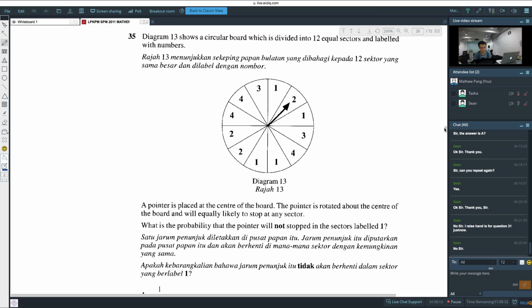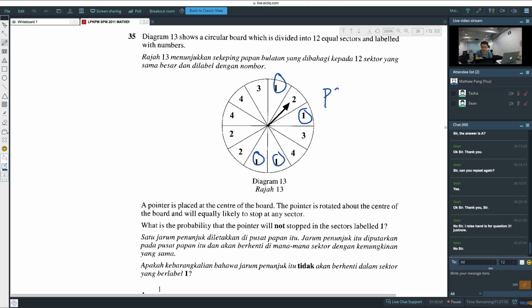Alright, for this one, diagram 13 shows a circular board which is divided into 12 equal sectors and labeled with numbers. A pointer is placed at the center of the board. The pointer is rotated about the center of the board and is equally likely to stop at any sector. What is the probability that the pointer will not stop in the sector labeled 1? So we have to count how many 1s there are here. 1, 2, 3, 4. We have 4 ones here.